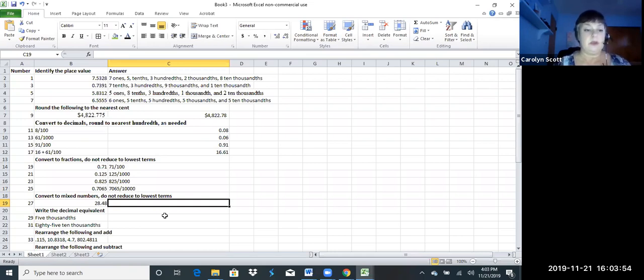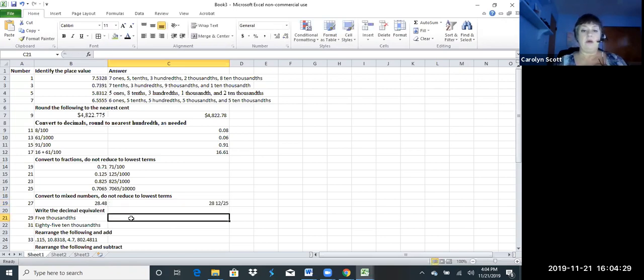The next one, we are to convert mixed numbers, but we are not going to reduce them to the lowest terms. So just like when we converted to the fractions, we know that we have 28 whole numbers, or 28 whole ones. We've got 8 ones and 2 tens, which is what 28 means. And then we'll have 48 over 100, because once again, there are 2 zeros in 100, so 48 over 100. Now, again, it could be reduced to its lowest form, but you won't do that.